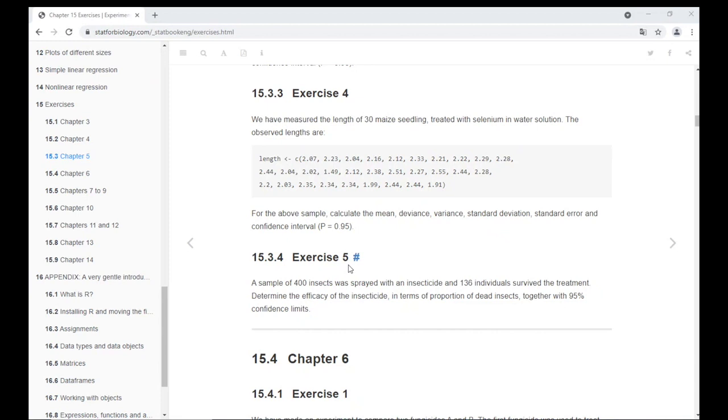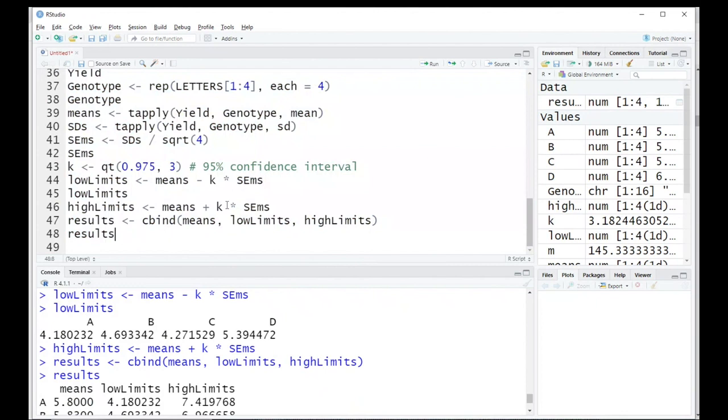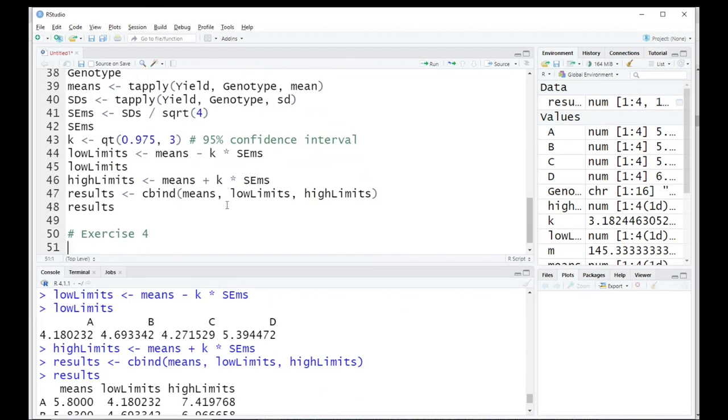So here we have exercise 4. It is written 5th, but it's 4. So we take the proportion P, ratio between 136 and 400.